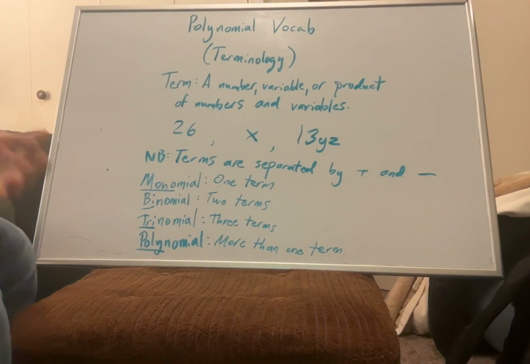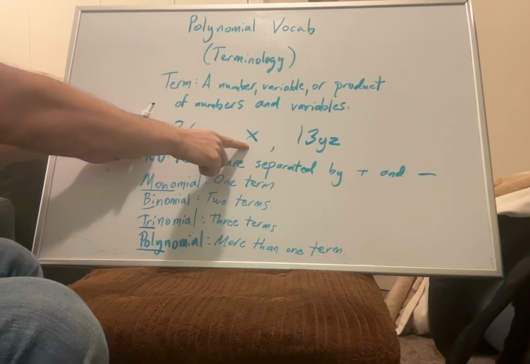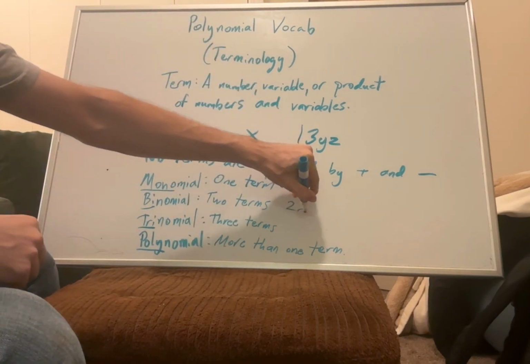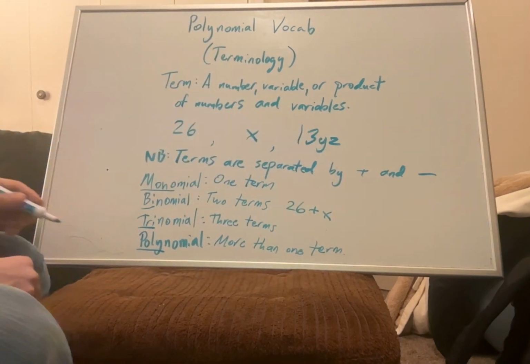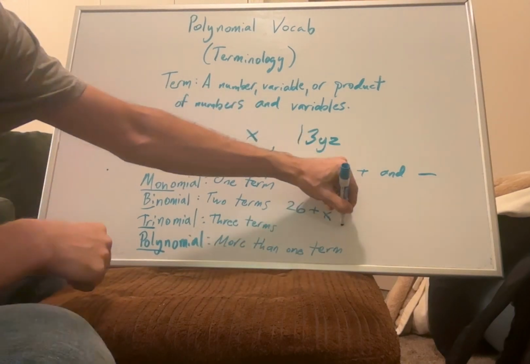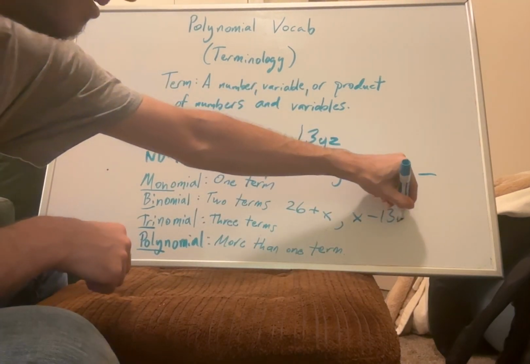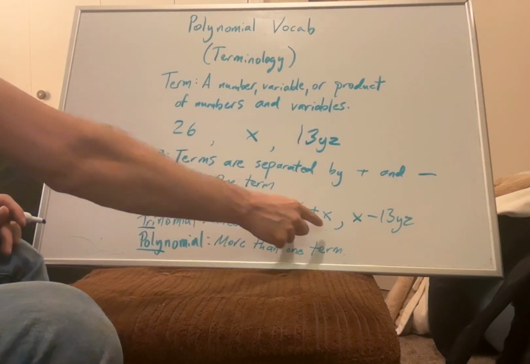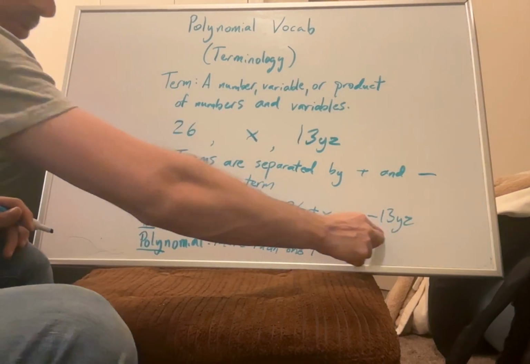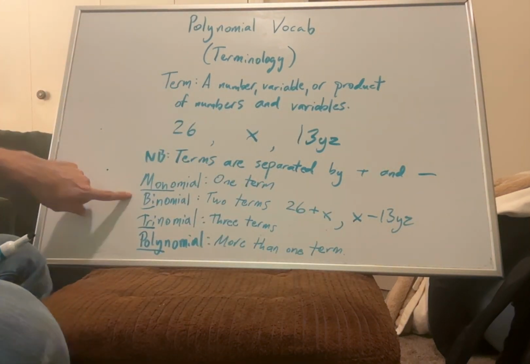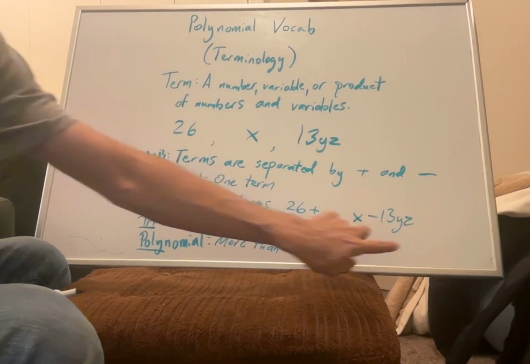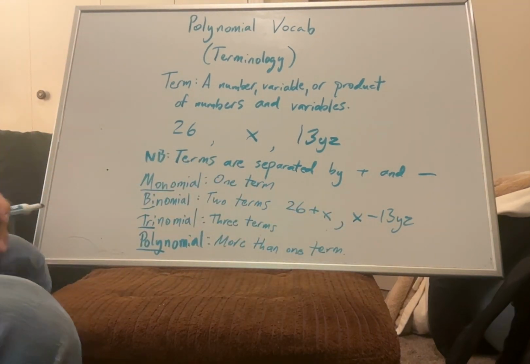Now, let's think about a binomial, like a bicycle, which has two wheels. A binomial has two terms. So, for example, if we combined these two and said 26 plus x, or maybe x minus 13yz, we've separated two terms with a plus, and we've separated two terms with a minus. So these would both individually be examples of binomials.